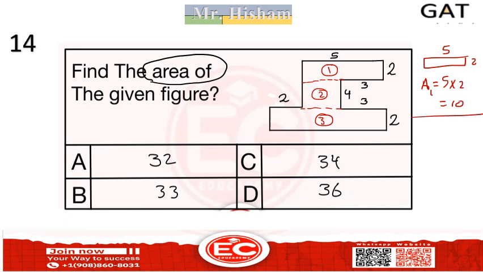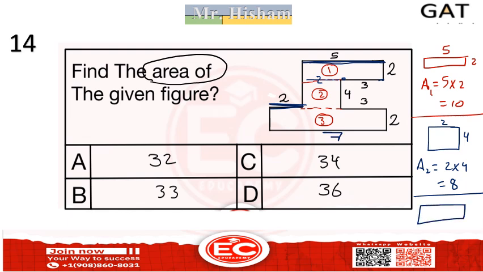For the second one, this one is 3, so this one is 2. This one is 5. Till here is 3, so this one is 2. So I have a rectangle with 4 and 2. So the area of shape 2 is 2 by 4, which is equal to 8. For the last one, this one is 5 and this one is 2, so this side is 7. So for the area of 3, this is 7 and 2, so the area is 7 times 2, which is equal to 14.